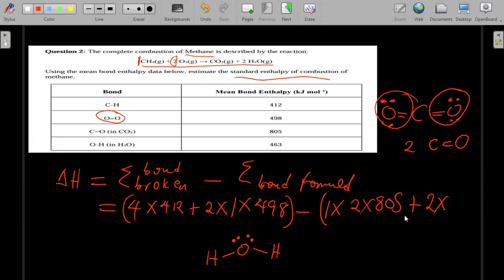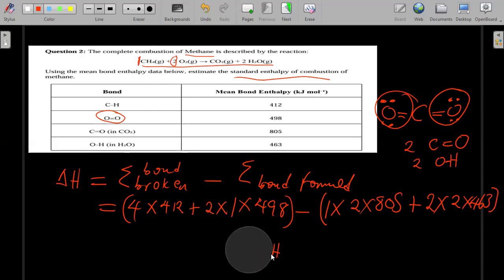So now you notice that we are having two OH bonds. So we can say we have two of them, then multiply by the mean bond enthalpy for OH in water, which is 463. So we are going to multiply that by 463 there. Now we can do our mathematics.